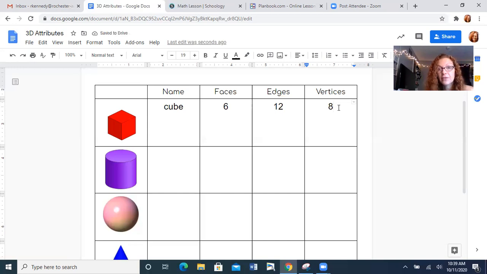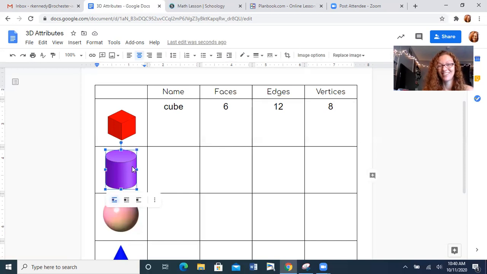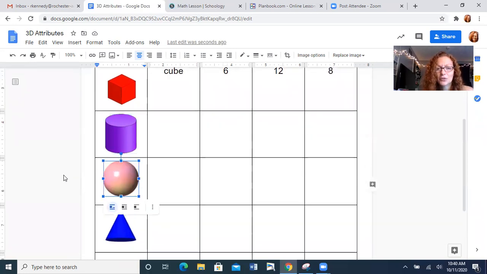Wow, this is so different than 2D shapes. Okay, so a cube is kind of like squares, all squares, no matter which side you look at. 1, 2, 3, 4, 5, 6 faces, 12 edges, and 8 vertices. Okay, now look at the next shape that we have here. Do you remember what that's called? It looks like a can. But we don't call it a can, not in geometry.